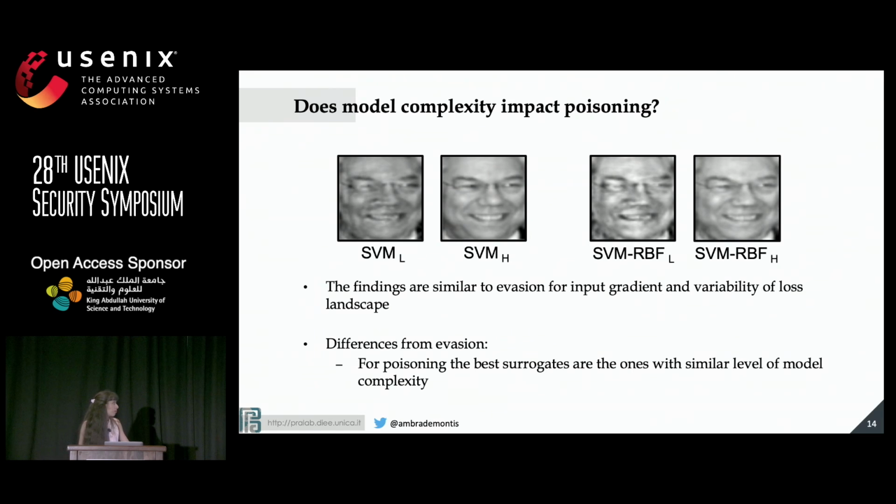And this validates the hypothesis that we made at the beginning, that when we attack a high complexity classifier, we may end up basically with an adversarial point that corresponds to a local optimum. A difference with the evasion is that basically, in case of poisoning, the best surrogates are the ones which have the same complexity as the target.